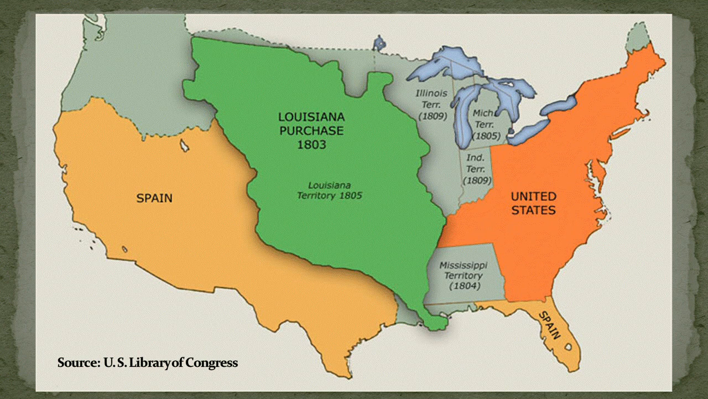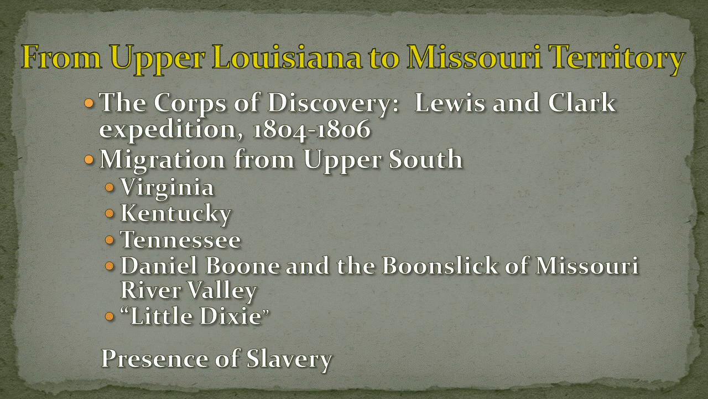The following year, President Thomas Jefferson sends Meriwether Lewis, William Clark, and their Corps of Discovery up the Missouri River to see what the United States had actually bought for itself. Lewis and Clark become the most famous Americans to explore this part of Upper Louisiana. But in the first decade of the 19th century, many others soon follow. Most of these early pioneers come from the Upper South states of Kentucky, Tennessee, and Virginia. And this heavy Southern influence is significant for several reasons.